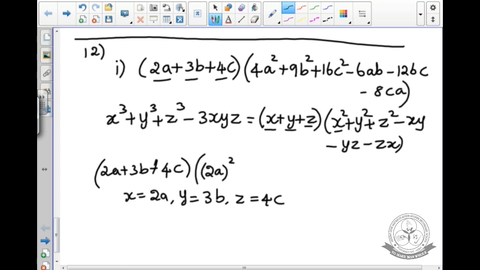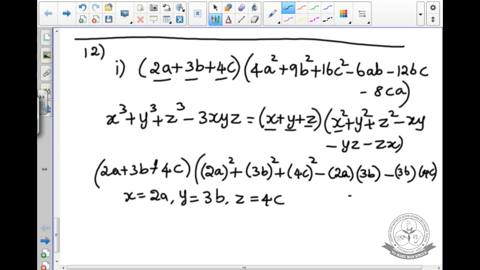Okay, so plus 9b square. How can you split this? 3b whole square plus then z, 4c whole square, minus here x is equal to 2a, so 2a into 3b, then minus yz. So yz is equal to 3b into 4c, then minus zx, that is 4c into 2a.